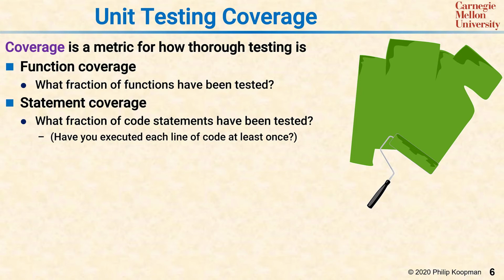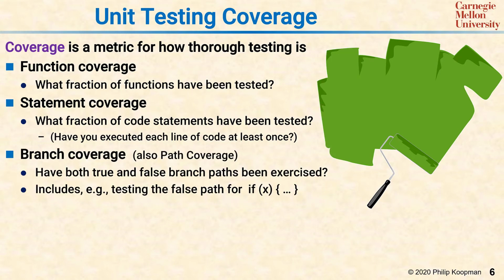Once you've executed all the lines of code, there are still better types of coverage metrics available. The next one is branch coverage, also called path coverage. In branch coverage, you say, all right, I've executed all the lines of code, but did I try each branch both ways? This one's a little subtle. If you have an if-else statement, then 100% statement coverage means you also got 100% branch coverage because you must have done both the if and the else.